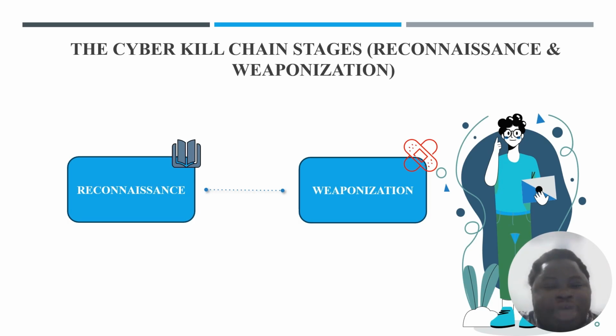Moving on, we have the weaponization phase. Attackers create the attack vector at this point for the upcoming cyber attack. This might include malware that allows for remote access, ransomware, or a virus or worm that can take advantage of a flaw found during the reconnaissance phase.